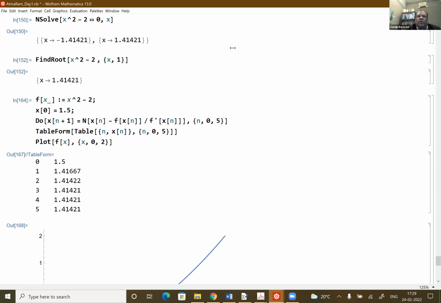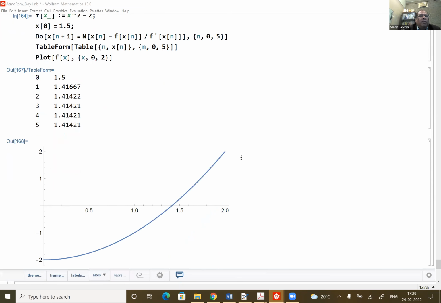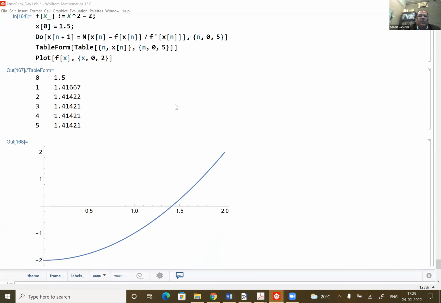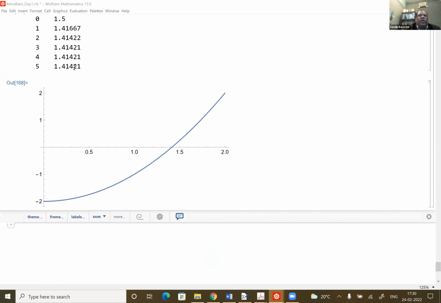Let's see, any question? So this is the plot of f(x). We know the root you get will be where it crosses the x-axis. So it crosses the x-axis somewhere here, which is approximately 1.41421. Okay.